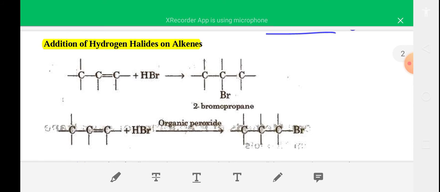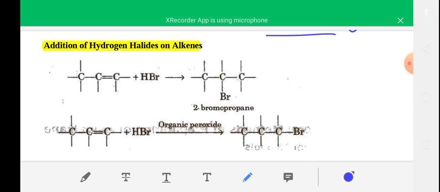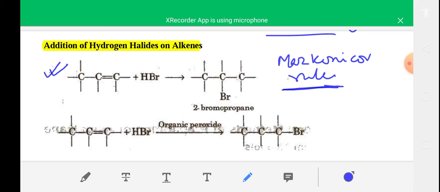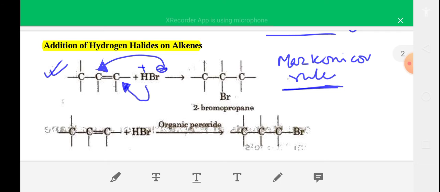Hydrogen will be attached with one carbon and bromine will be attached with another carbon. And this reaction is controlled by Markovnikov rule. Markovnikov's rule you have already studied in class 11. That is, the negative part of HBr, that is Br minus, will attach to the carbon which contains less number of hydrogen atoms, and H plus will be attached to the carbon which contains more number of hydrogen atoms, and this reaction is governed by Markovnikov rule.